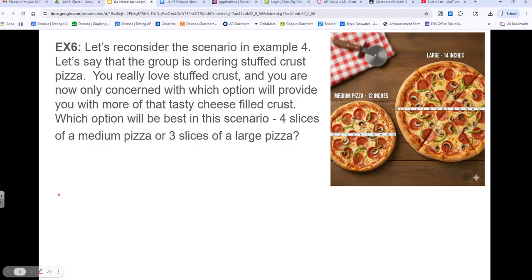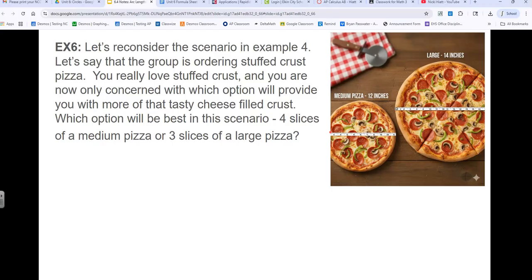Okay, so let's reconsider the scenario from example 4. Let's say that the group is ordering stuffed crust pizza, and you really love stuffed crust, and you now are only concerned with which option will provide you with more of that tasty cheese-filled crust. So all you care about is the crust here. Which option will be best in this scenario? 4 slices of a medium pizza or 3 slices of a large pizza? So now you don't really care about area. You want to know about arc length.